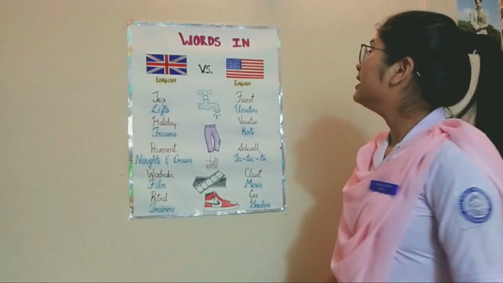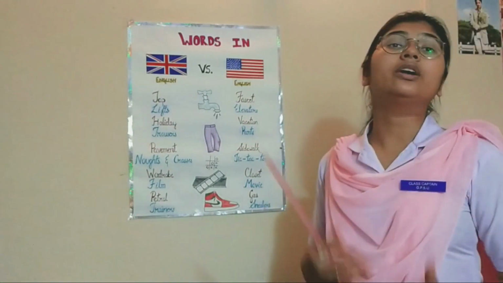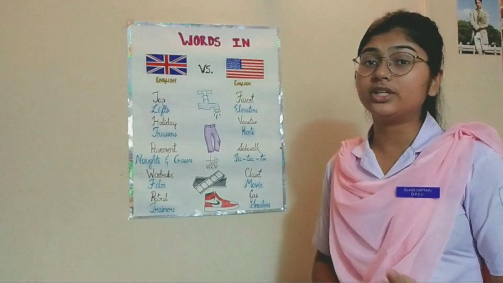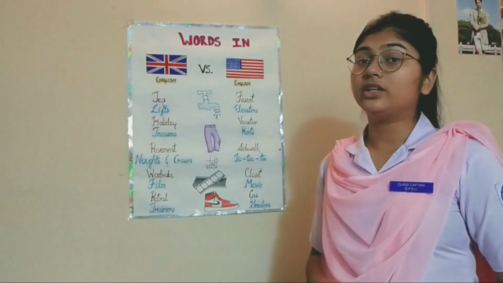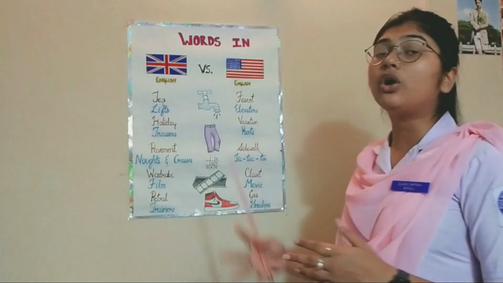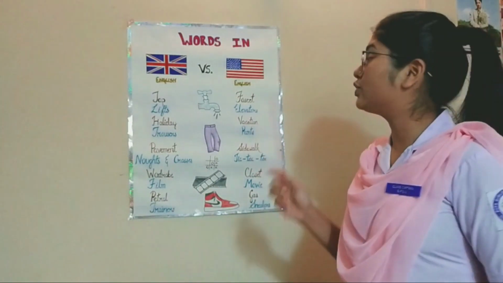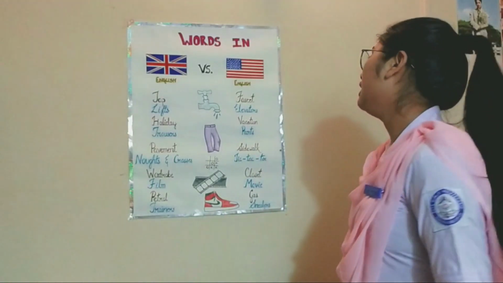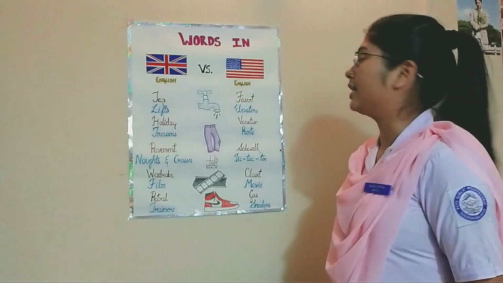The reason for this is the United States wanted to show their independence and freedom through their speech, and that's the very reason why they chose their own set of words and spellings, which are also considered easier compared to the ones in British English. Now let us look at the word examples that are given here.